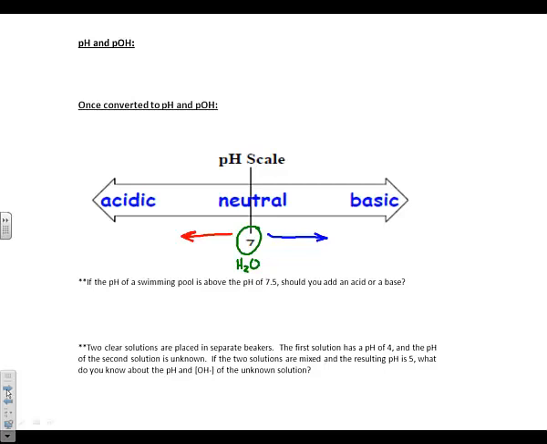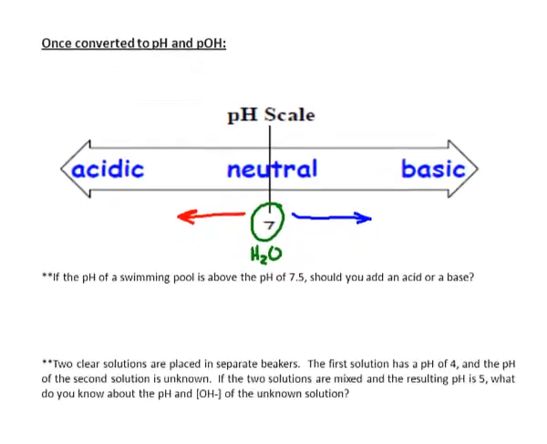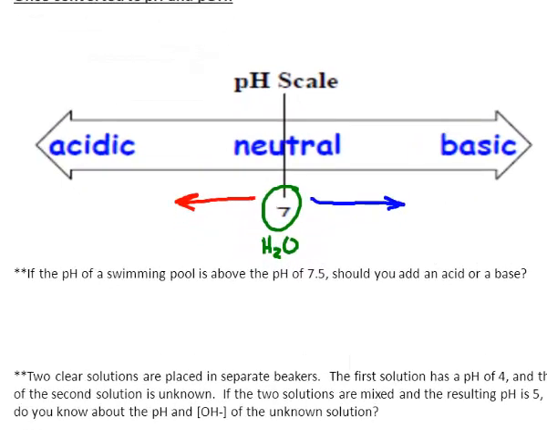So, got some questions to think about here. If the pH of a swimming pool is above the pH of 7.5, should you add an acid or a base? Well, I think we need to assume that we want the swimming pool to be 7.5, right? Yeah. Okay, if it's above it, then it's more basic, so we need to put the opposite in it to bring it back down to where we want it. So we're going to add something with a lower pH, which would be an acid.